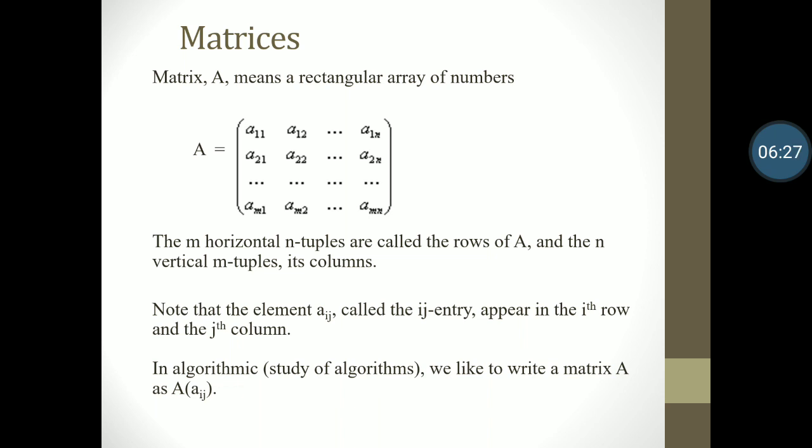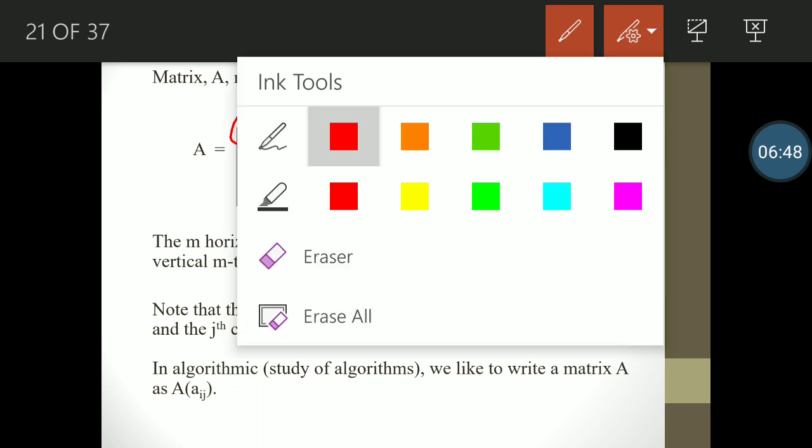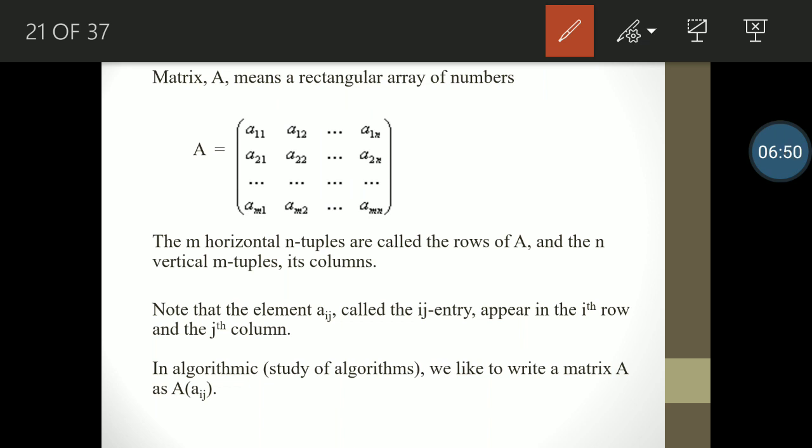So the m horizontal n-tuples are called the rows of A, meaning A11, A12 up to A1n is one row, and A21, A22 up to A2n is another. This is a row of our matrix, and this is a column of our matrix.